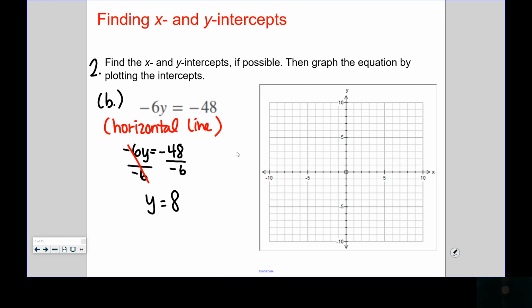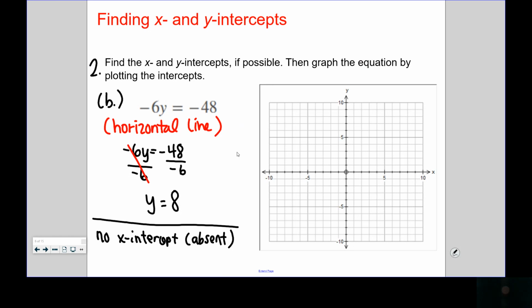All right, so horizontal lines have no, is it x-intercept or y-intercept that they don't have? No, they have a y-intercept, that's where it's going to cross y. Yeah, so they have no x-intercept. So no x-intercept is going to be absent. The y-intercept is given to you once you solve for y.